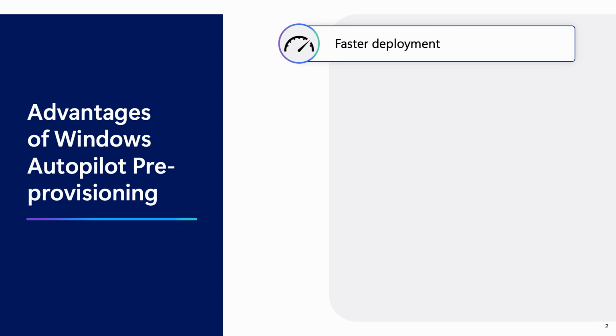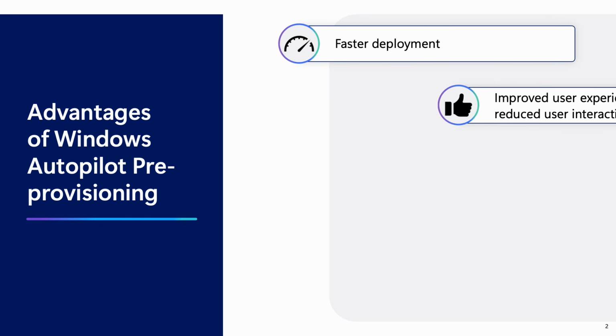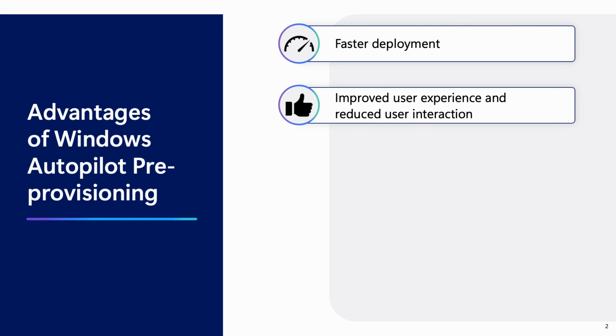Pre-provisioning delivers most of the configuration in advance, allowing the end user to get to the desktop faster. This reduces the time spent on device setup during the out-of-box experience. By handling the bulk of setup beforehand, users can start using their devices with necessary applications and settings already in place. This leads to a smoother and more efficient onboarding process.